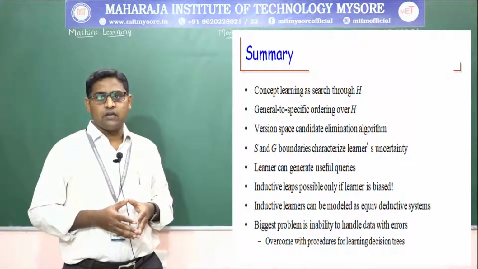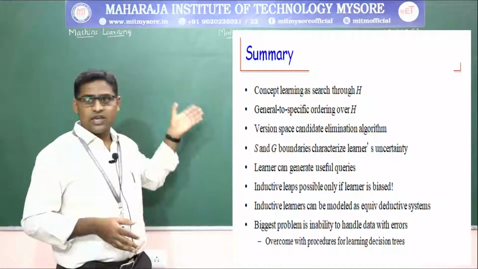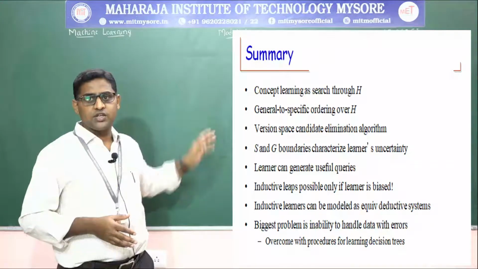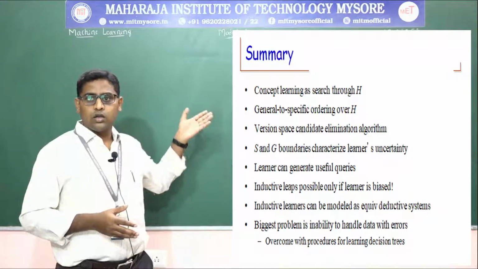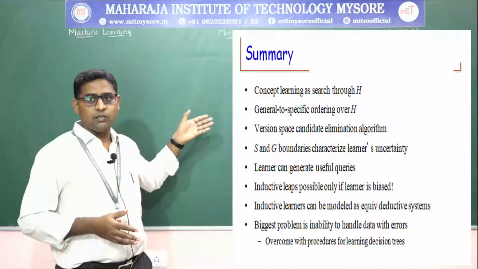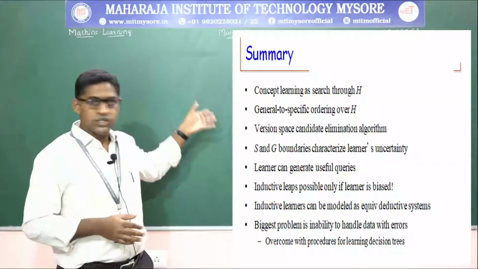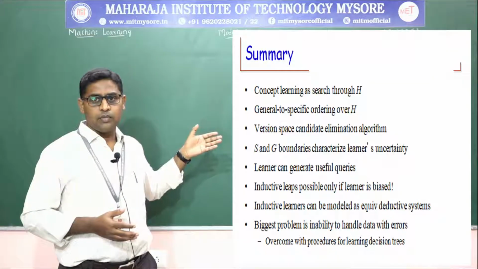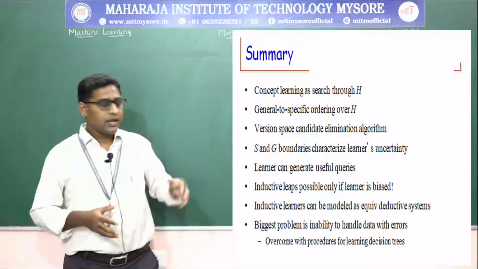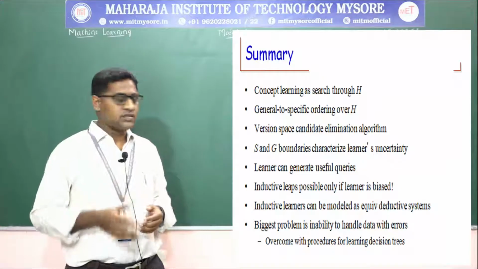The last thing is the summary of concept learning. Concept learning is searching through the hypothesis space H from the general to the specific ordering of hypotheses, with the version space candidate elimination algorithm learning the specific boundaries S and general boundaries G, which characterize the learner's uncertainty. The learner can generate useful queries. Inductive leaps are possible only if the learner is biased. And inductive learners can be modeled as equivalent to deductive systems.